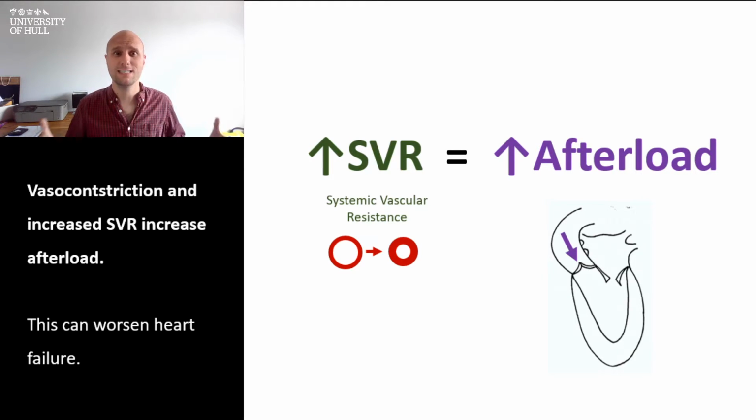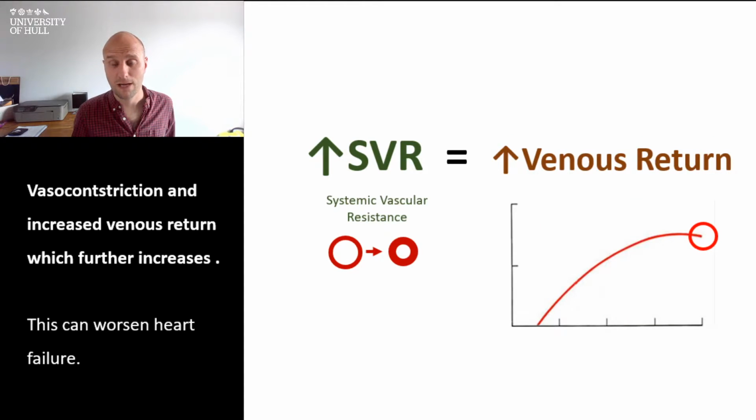this increase in systemic vascular resistance actually will increase what we call afterload. You'll remember that afterload is the pressure that the left ventricle must overcome when it contracts to open the aortic valve. So this is a pressure coming back from the systemic circulation that the left ventricle must beat against to open the aortic valve and get the blood into the systemic circulation. And this can actually worsen heart failure.